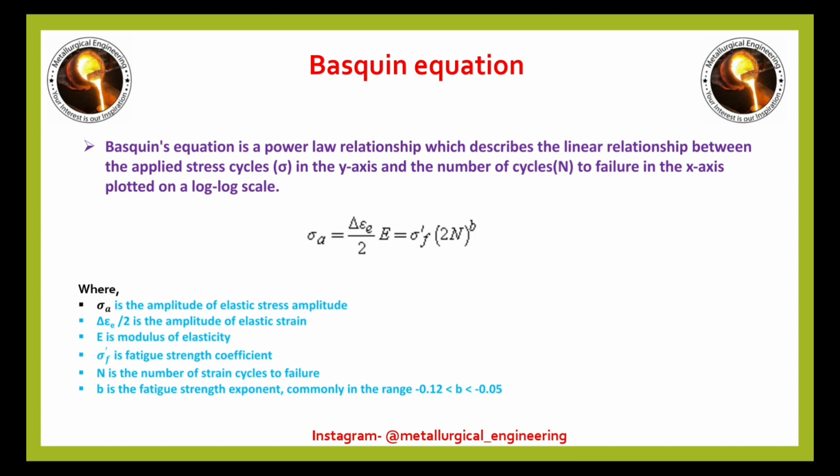Now this is the Basquin equation. This determines the high cycle fatigue. The Basquin equation is a power law relationship which describes the linear relationship between the stress applied and the number of cycles. Just as per the SN curve, this is sigma amplitude, sigma A, which corresponds to the amplitude stress, and the Basquin equation is written as sigma A equals sigma f prime (2N) to the power b, where sigma A is the stress amplitude, sigma f prime is the fatigue strength coefficient, N is the number of cycles to failure, and b is the fatigue strength exponent.